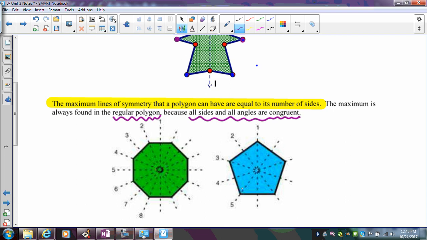This still applies to this regular pentagon, but a pentagon has 5 sides, so 5 lines of symmetry. So if you imagine folding them along any of these lines, you're going to see that the figure matches up, or it maps onto itself, which means that it does have line symmetry using those lines.